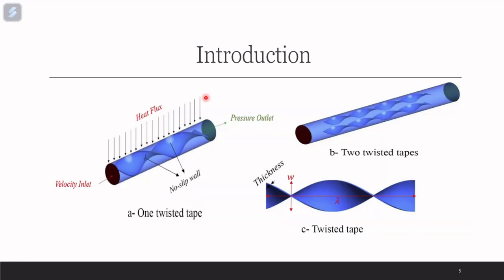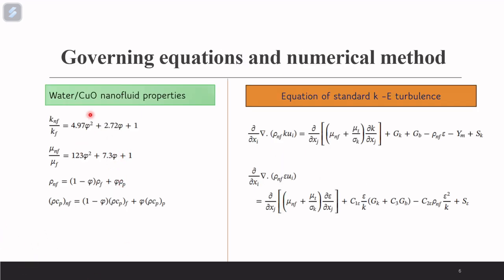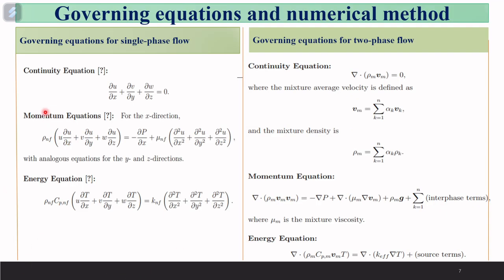So here is the geometry of the twisted tape. This is the one twisted tape and this is the two twisted tape, modeled using the simulation. This is the model, and this is the governing equations and numerical method. These are the empirical relations, and these are the standard k-epsilon turbulence equations and boundary conditions, and the equations for the single phase flow and the two phase flow using the mass conservation, momentum conservation and energy conservation equations.